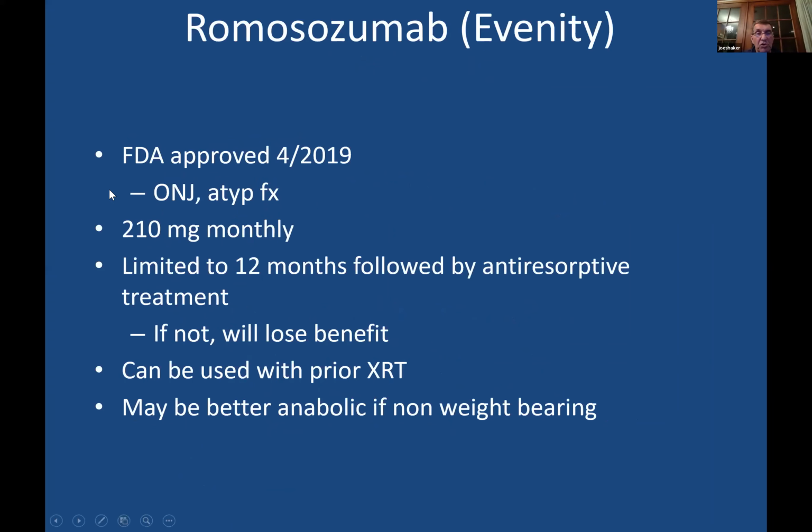So it's now approved. It does not cause ONJ and atypical fractures. You treat with a monthly injection for 12 months, and you have to follow it by an anti-resorber like a bisphosphonate or denosumab, or you will lose the benefit. It can be used if you've had prior radiation, and it's probably a better anabolic in a non-weight-bearing patient.